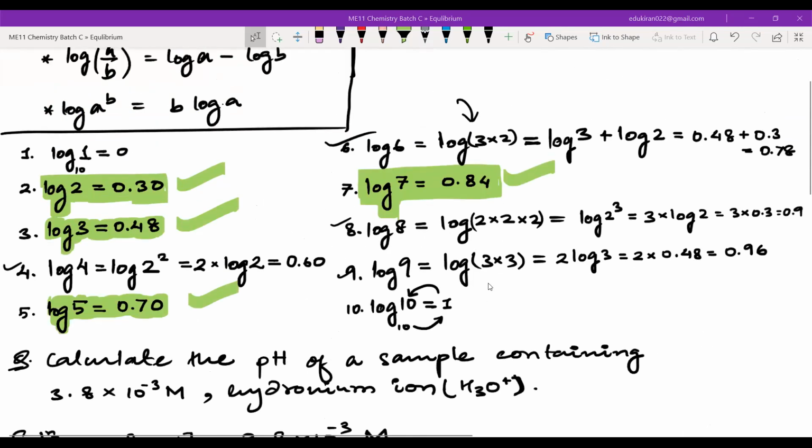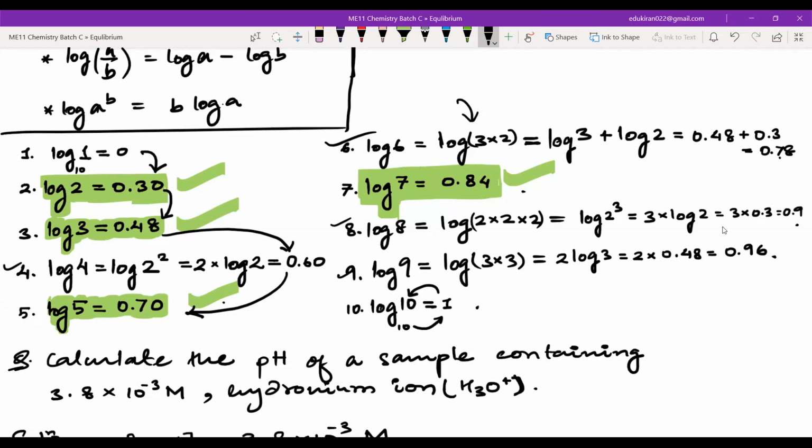If you see the difference from log 1 to log 2, it is 0.30. If I see the difference from log 2 to log 3, the difference is 0.18. From 3 to 4, the difference is 0.12. Then the difference is 0.10, then 0.08, then 0.06. Then you have again 0.06, again 0.06, and then you have 0.04.